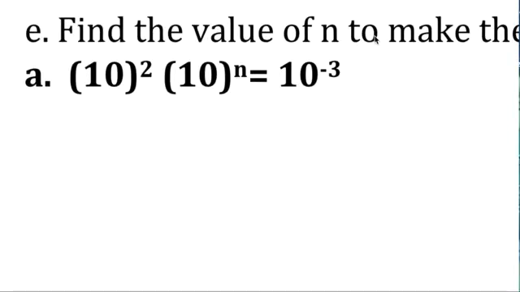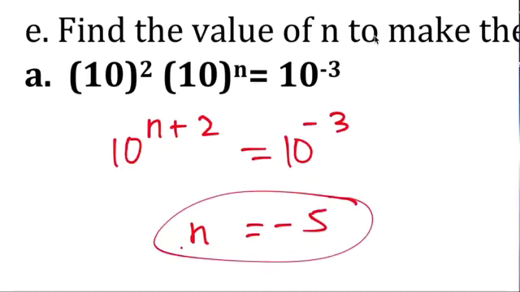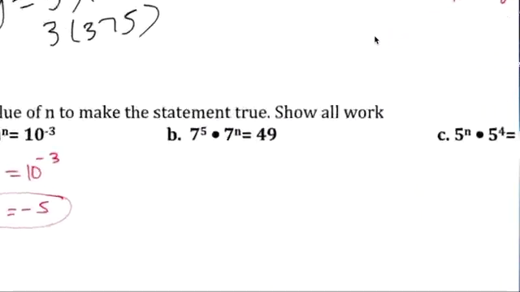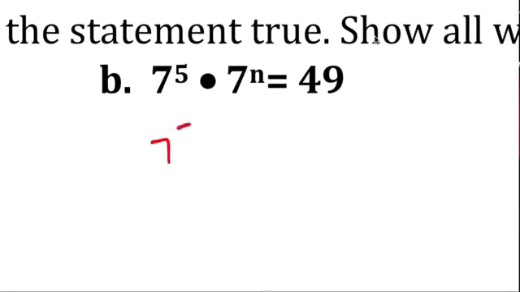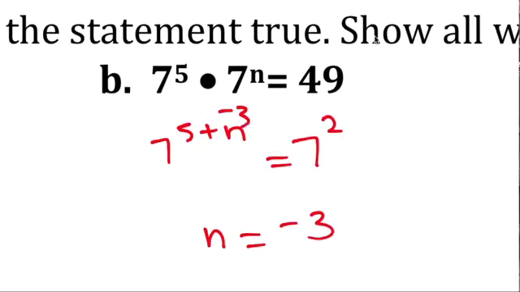We know that same base we add, right? N plus 2 has to equal n to negative 3. So n has to be, to get negative 3, you get negative 5, right? N has to be that. So 7 to the 5th plus n has to be 7 to the 2nd. 49 is 7 to the 2nd. So n has to be negative 3 to get a positive 2, right? Yep.